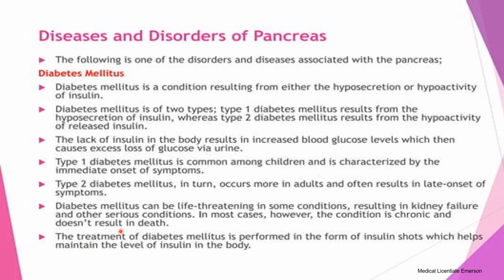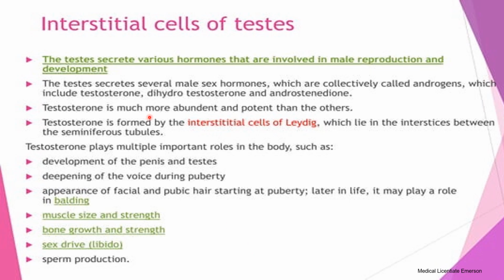Of course, there needs to be proper treatment. The treatment of diabetes mellitus is performed in the form of insulin shots, which can help maintain the levels of insulin in the body, especially if you're talking about type 1 diabetes. For type 2, there will be medications to give people. Okay, then we are done with the pancreas.